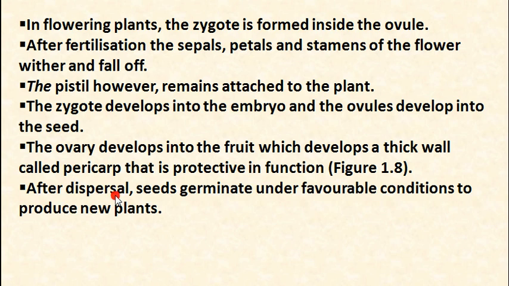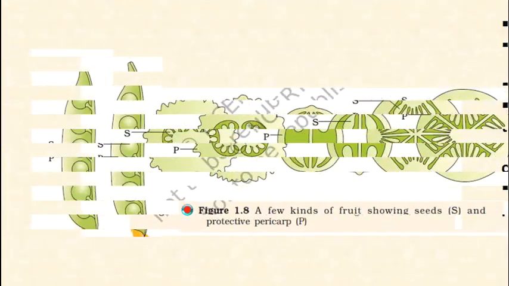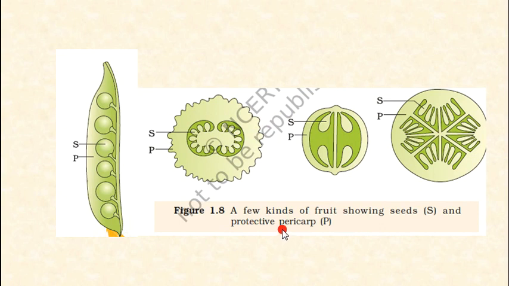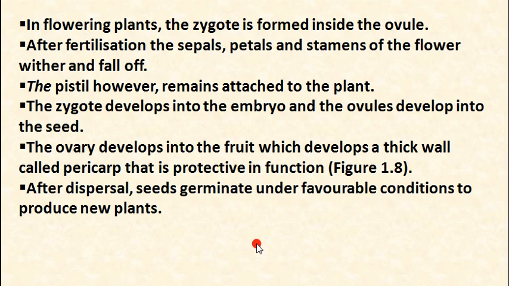After dispersal, the seed will germinate. When the fruit's seed dispersal happens, the seed will germinate under favorable conditions, meaning it will produce the new plant. After germination it will produce a new plant. So this is the final product of reproduction. You can see here S is the seed and P is the pericarp. The pericarp is a protective layer. Here you can see other cases, this is the seed and this is the pericarp, the outer layer. So this is its protective usefulness. Please keep in mind these things.